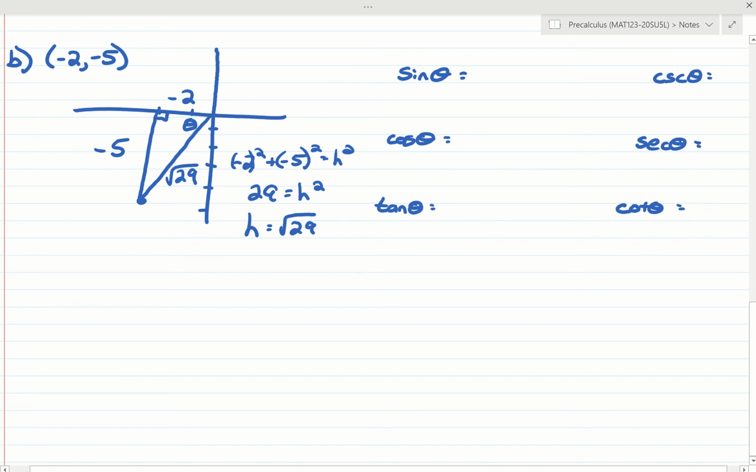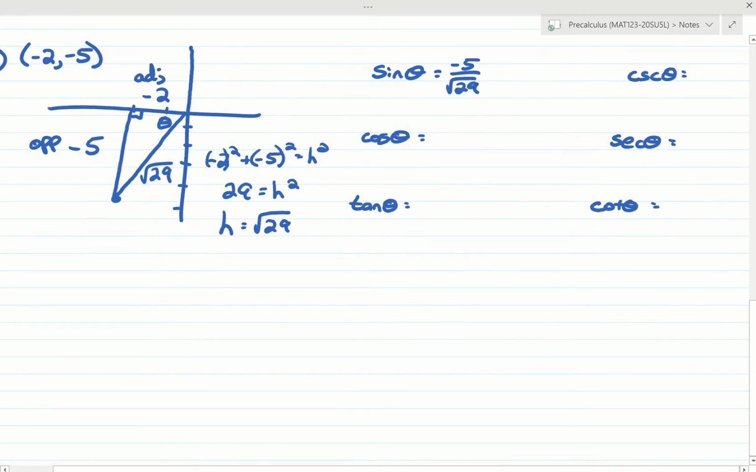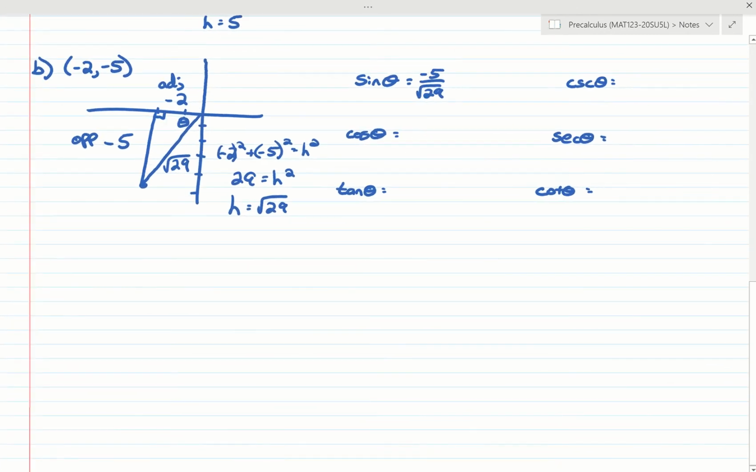Now we have our hypotenuse. Look at the angle. The side next to it is called the adjacent side. Across from it is called the opposite side. So sine would be the opposite over the hypotenuse. We could take the reciprocal of that, and that's our cosecant.